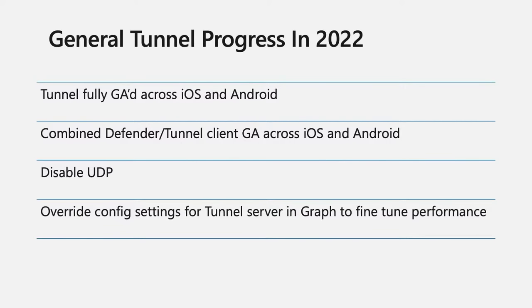We also saw a really great opportunity to combine security and connectivity in the same application. And so on iOS and Android, we've combined Defender and Tunnel in the same application so that you can have that flexibility, and that's also GA'd. We've added some capabilities to improve performance, such as giving you the ability to disable UDP if that's something that you want. And then we've also given abilities to give you more granular control over the Tunnel server itself so that you can fine-tune the performance values that you want to have for Tunnel.